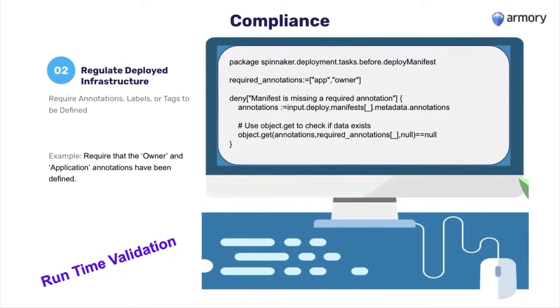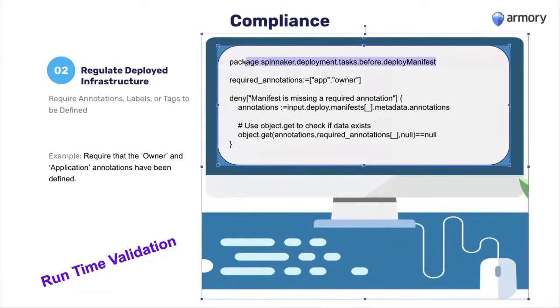So this policy allows us to simply prevent any deploy from running if it would deploy infrastructure and would not set one of our company's required annotations. In this case, we're running this before any deploy manifest stage. Depending on what cloud you're using, there are different stages. This one would be for deploying a Kubernetes manifest.